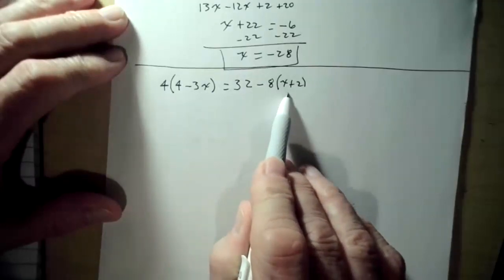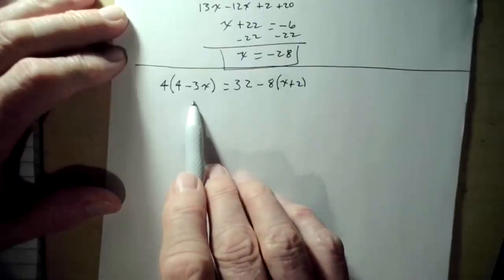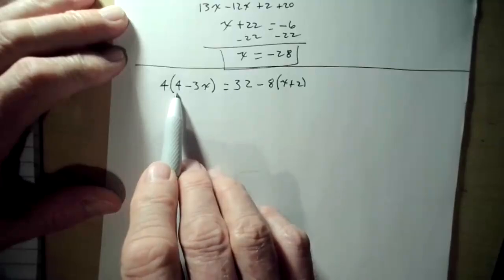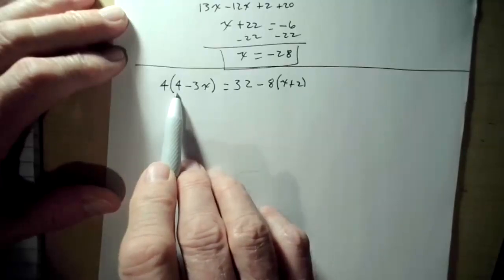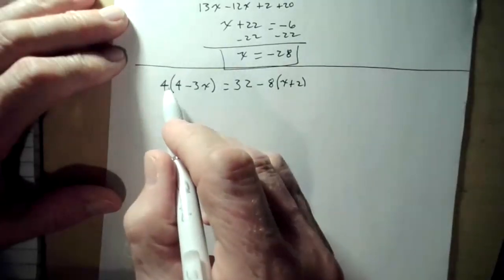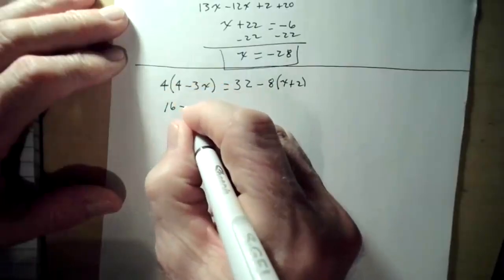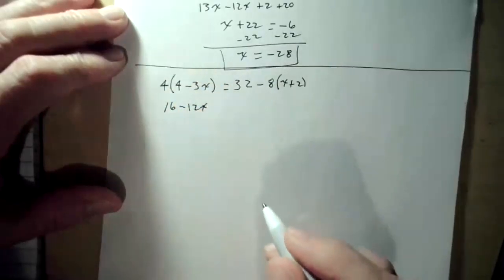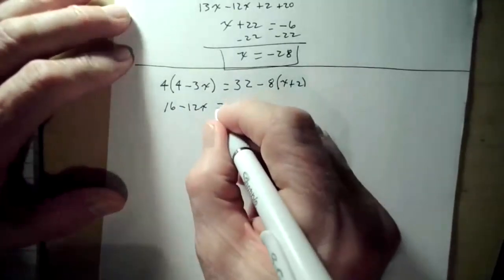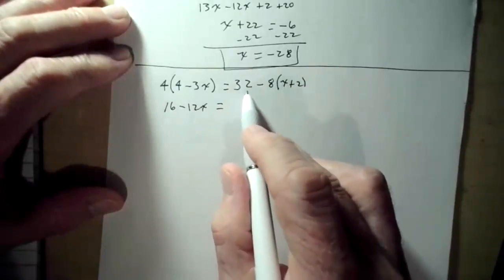Same thing here, parentheses. Do we have parentheses? Yes. Is there anything to do in there? No. Do we have an exponent? No. Now we do multiplication and division. Again, we have the distributive property of multiplication. So we're going to multiply 4 times everything in here. 16 minus 12x. Is that right? My brain slips in and out of gear here.